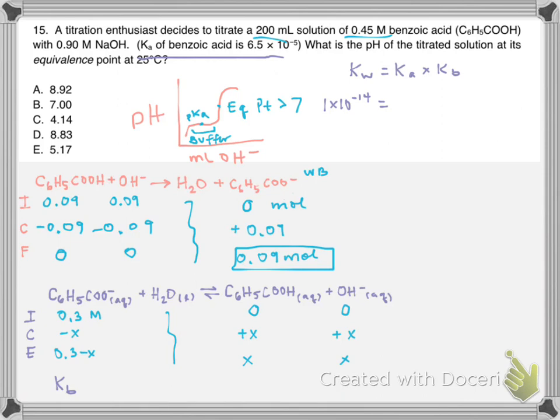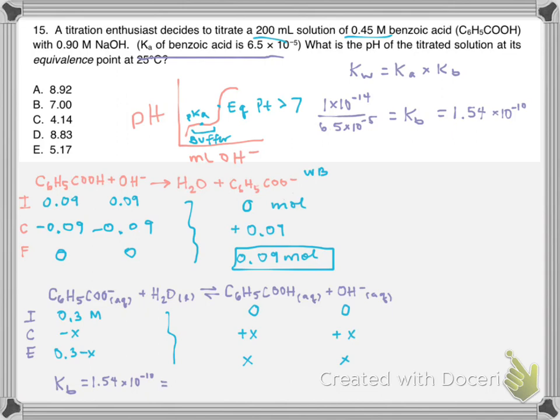And we can divide by Ka, the 6.5 times 10 to the minus 5, to get Kb. And this ends up being 1.54 times 10 to the negative 10. And so that's what we're going to use when we set up our equilibrium expression down here: 1.54 times 10 to the negative 10.